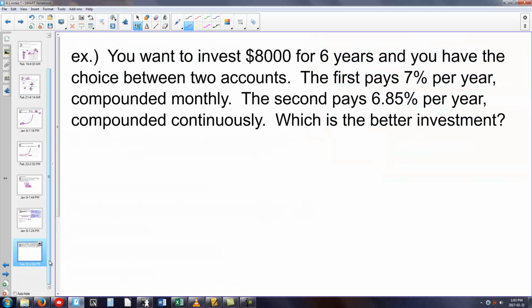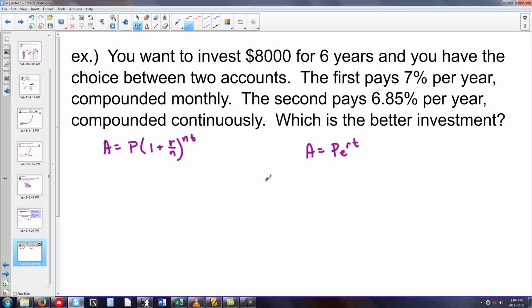So let's take a quick look at an example problem. It says you want to invest $8,000 for 6 years. You have a choice between two accounts. The first pays 7% per year, compounded monthly, and the second pays 6.85% per year, compounded continuously. Which is a better investment? So if we look at the first option, A equals P times (1 plus r over n) to the nt, or we can use A equals Pe to the rt.